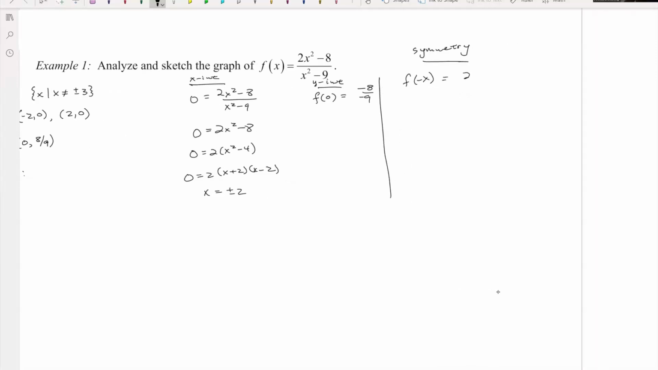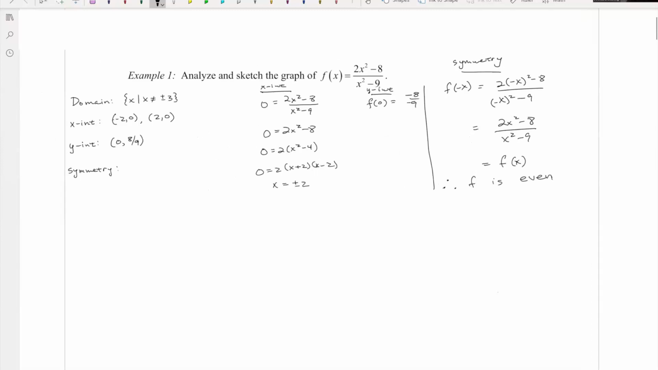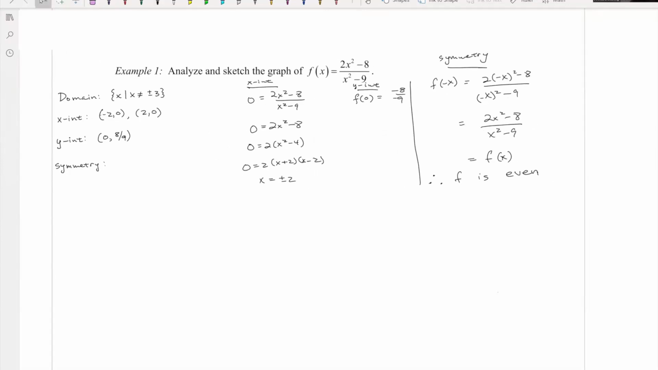If we put in -x for all of these, you'll notice all the x's are being squared, right? And so when you square a negative, it's just positive. So we get 2x squared minus 8 over x squared minus 9. That's the original function, f of x. And when that happens, that means, therefore, f is an even function. And if f is an even function, that means it's symmetric about the y-axis.